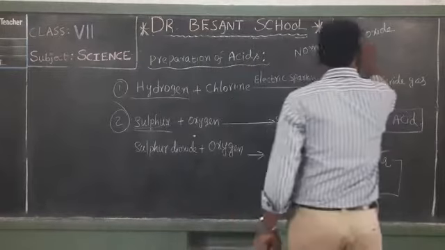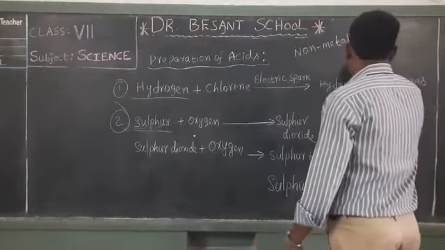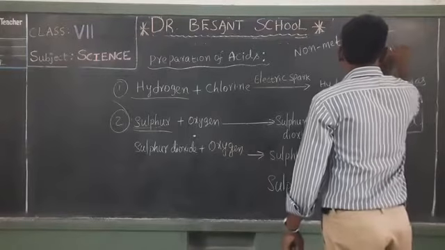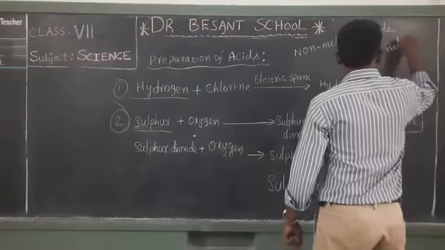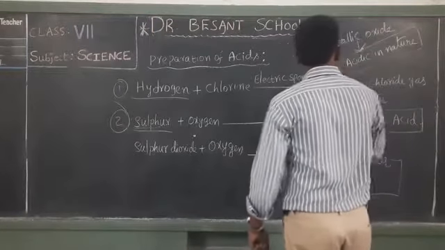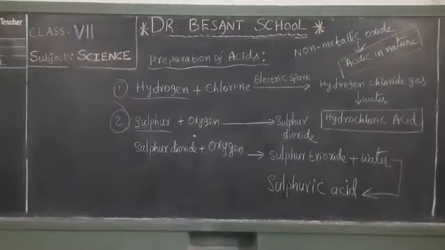These non-metallic oxides, when dissolved in water, produce acid. So here I can write: non-metallic oxides are acidic in nature. Non-metallic oxides are acidic in nature.